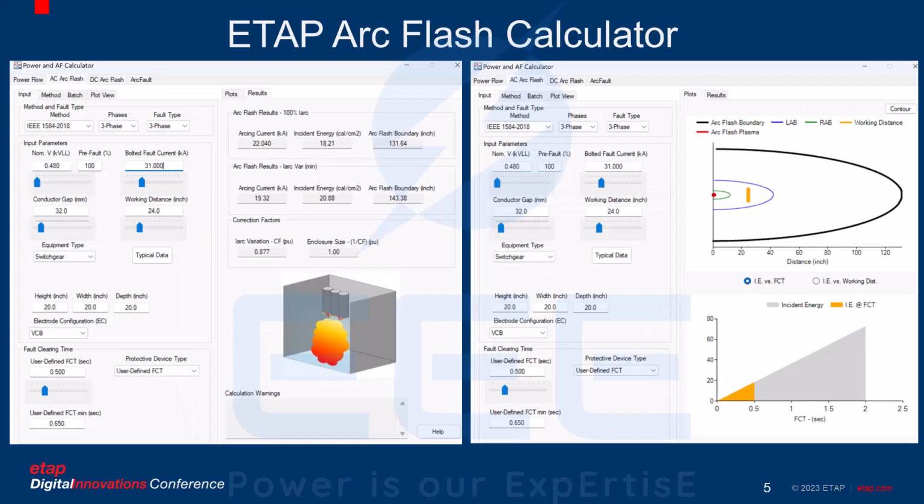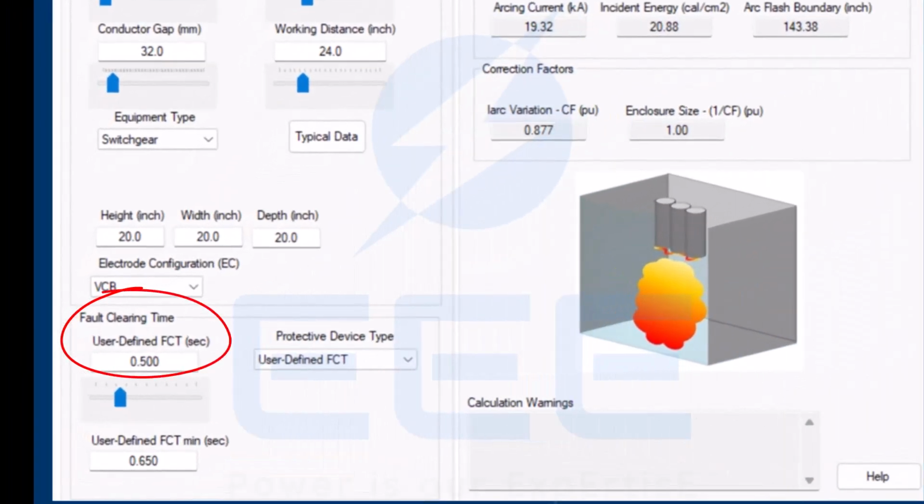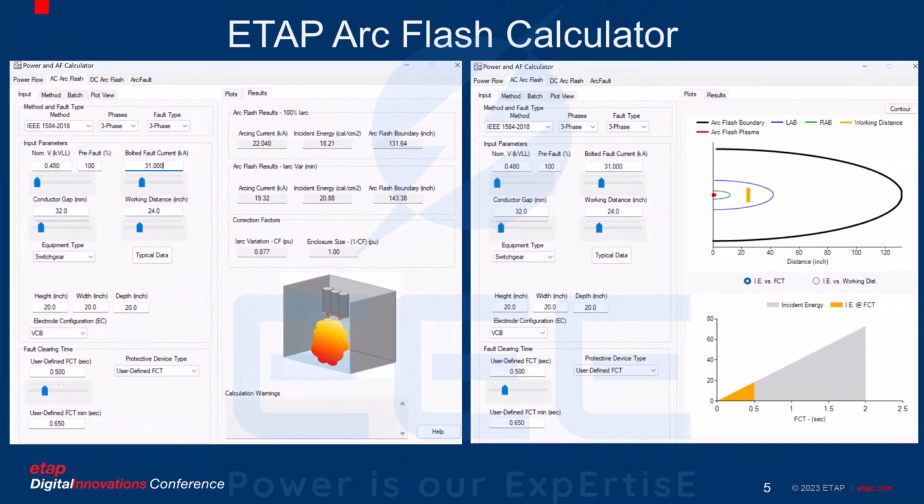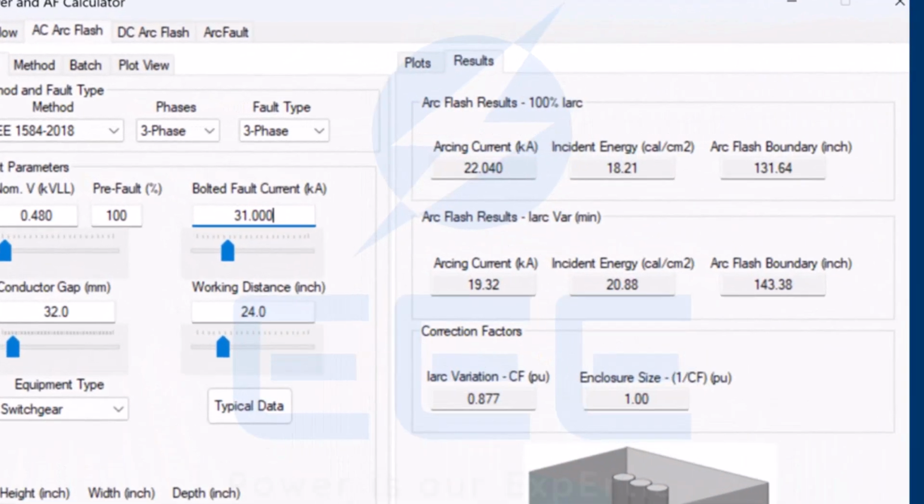Fault clearing time, the time it takes to remove the fault. The total time will be relay plus breaker if there is a relay. On the right side, there are the results. This lecture will focus on the two key outputs: incident energy and arc flash boundaries.